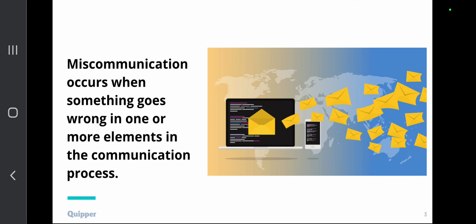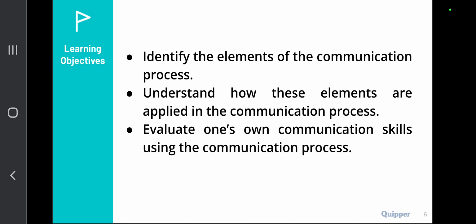So by knowing the basic elements in the communication process, we will be able to understand how to utilize them best given the variety of the circumstances, the people, and the messages that will be involved, hence avoiding miscommunication. Now, with that being said, our main objectives for this lesson are the following. Identify the elements of the communication process, understand how these elements are applied in the communication process, and evaluate one's own communication skills using the communication process.